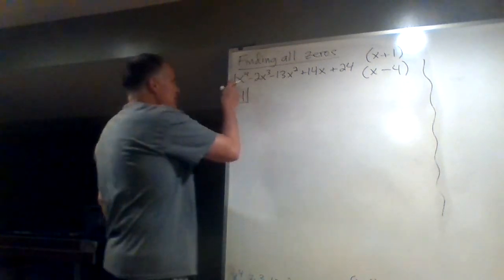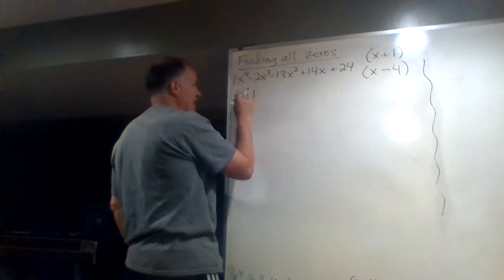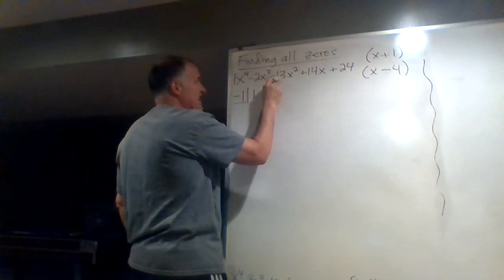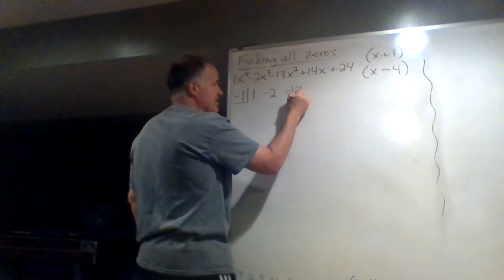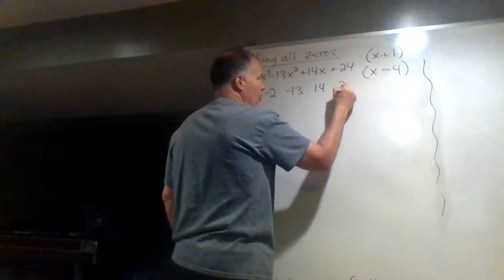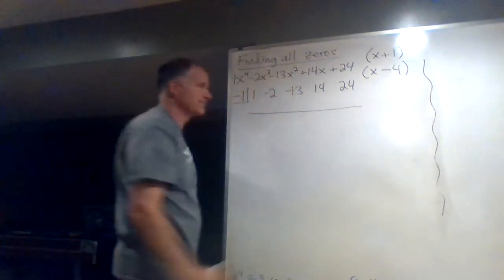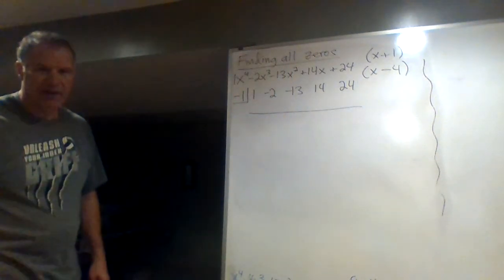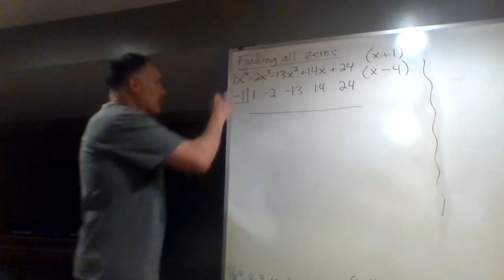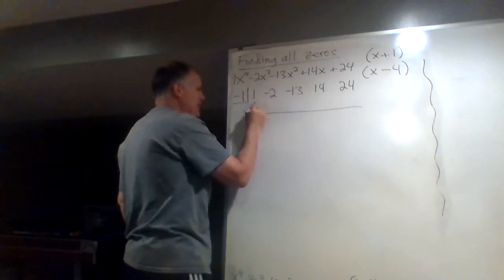And then remember, what we do now is list our coefficients. Remember, watch your signs. Positive 1, but that's a negative 2. That's a negative 13. Okay, obviously 14 and 24 are both positive. Okay? This coming back to you? So we have the answer to the first factor in the box. I write out my coefficients. Again, watch your signs. And then remember, synthetic division.